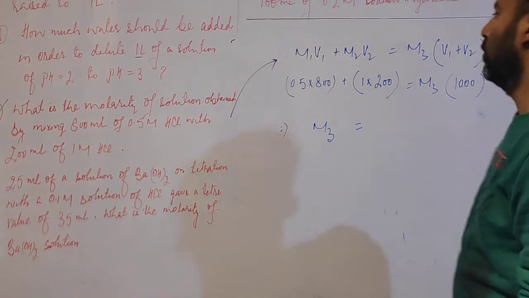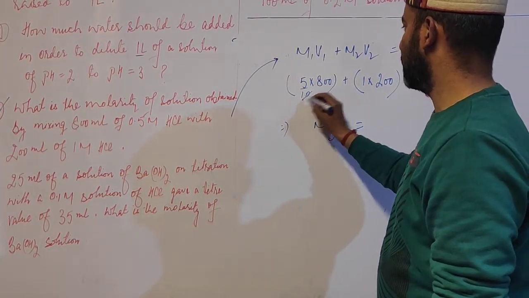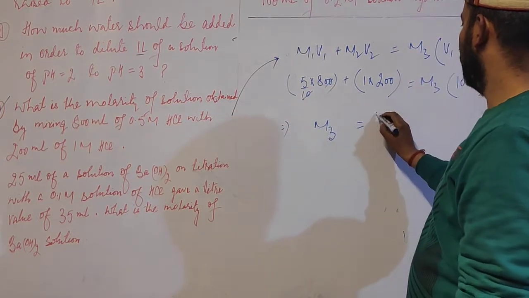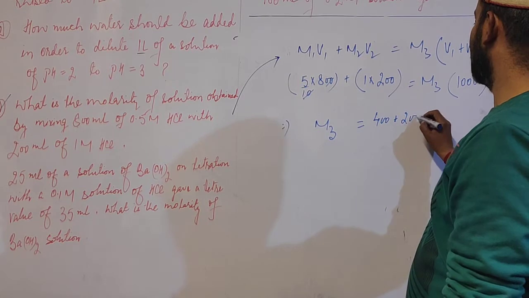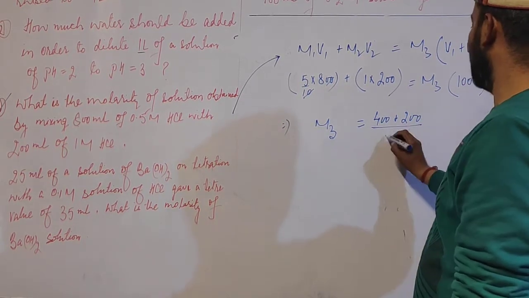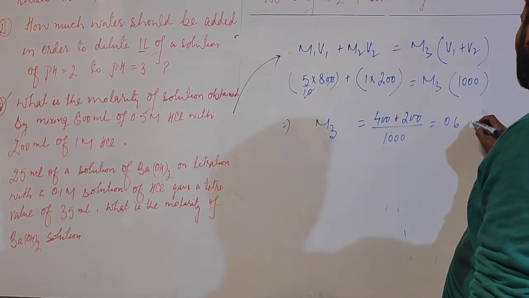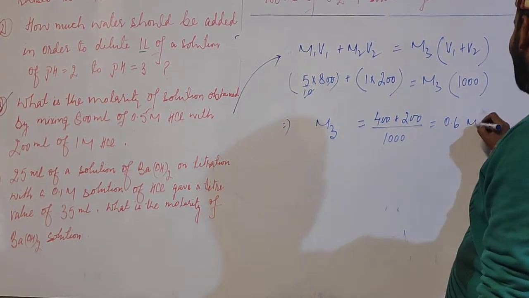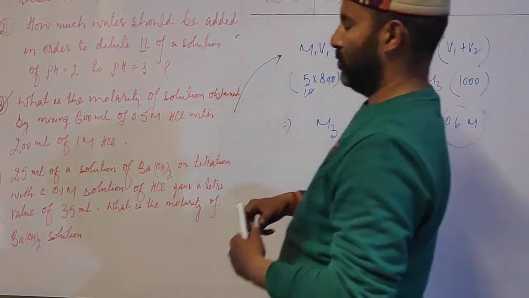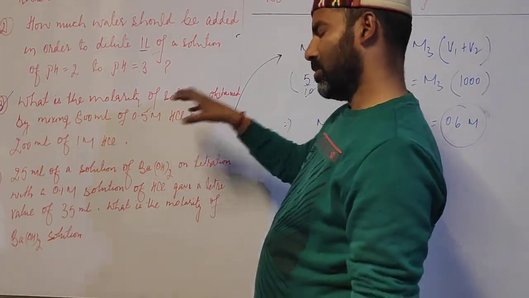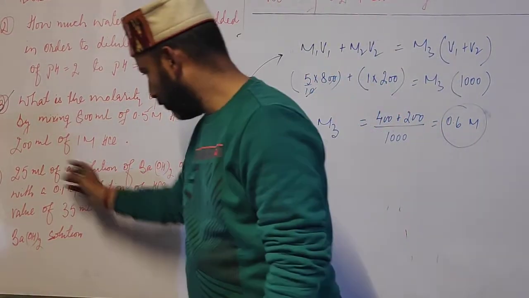800 into 0.5 is 400, plus 200, that is 600, divided by 1000. So students, it is 0.6. So the molarity of the final solution is 0.6 molar. So this was a case of mixing solutions of the same solute. Now we have the fourth question.